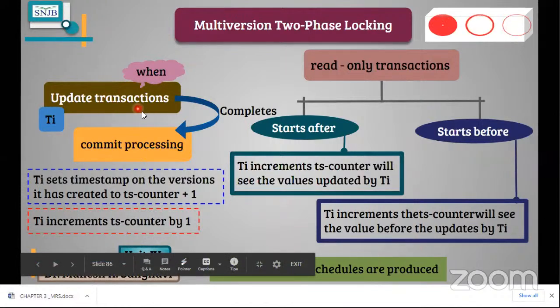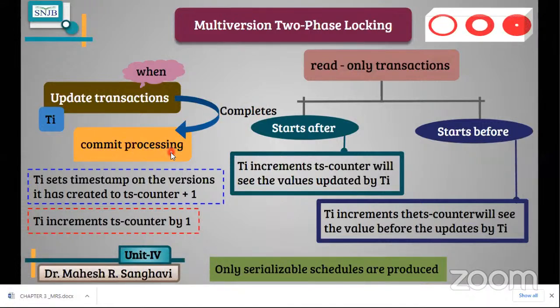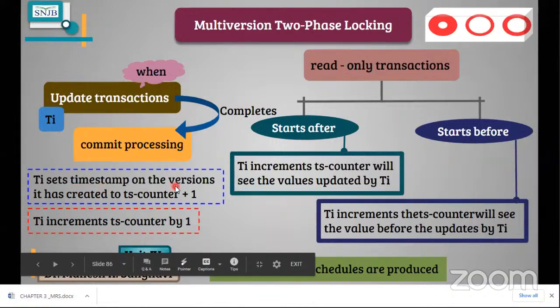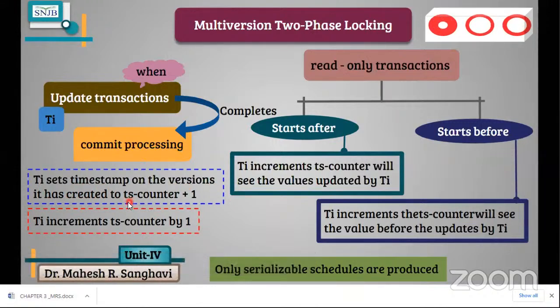Okay, when we perform any sort of updates, what will happen here? It completes commit processing naturally. Unless there is a commit, we cannot say that it is a newer version or that the new updated value is written on the data item. So that we need to focus. Okay, and here Ti sets the timestamp on the version it has created to TS counter plus 1. If you are using a counter, in that case the value will be incremented. But if you are using timestamp from, let's say, a clock, then that particular time will be taken from your clock, and system date and system time will be stamped there.